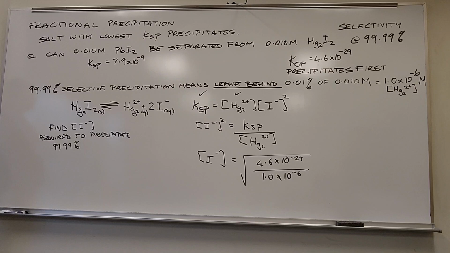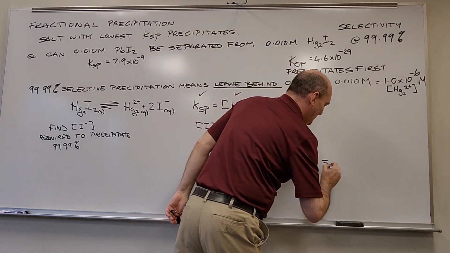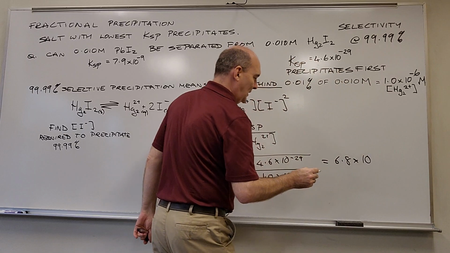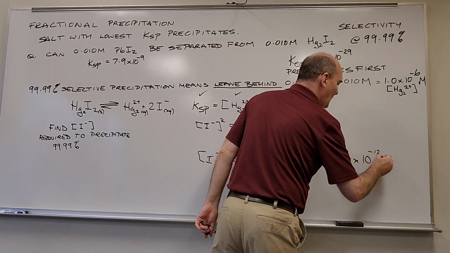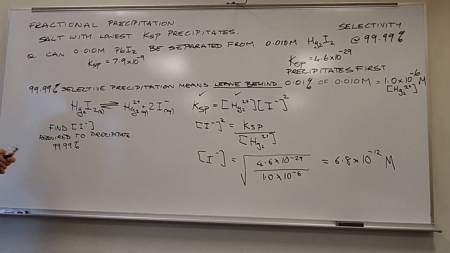Okay. And your number is? 6.8. Okay, so we have a concentration of iodide that is 6.8 times 10 to the negative 12. And that's a concentration, so it needs a unit. Okay.